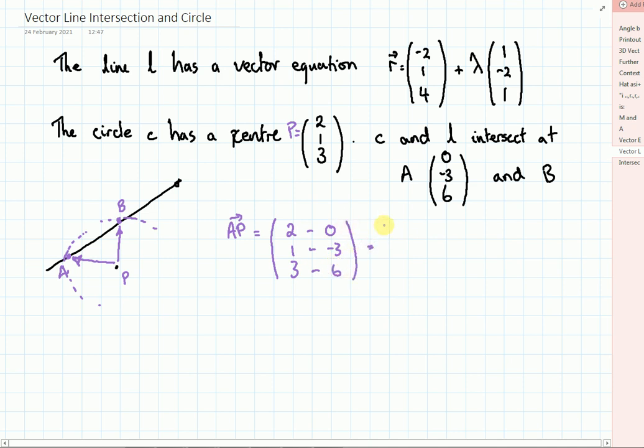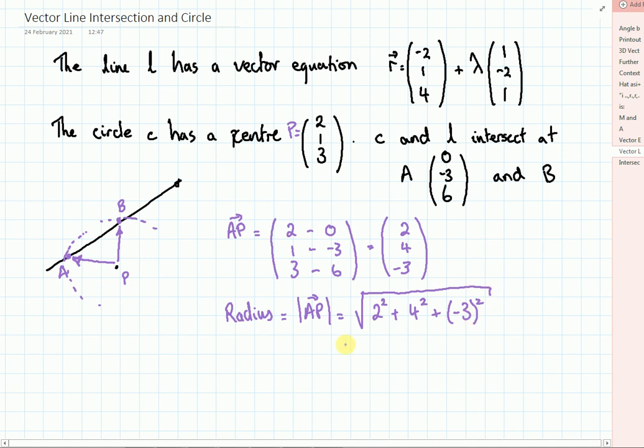The vector AP is going to be 2, 4 and negative 3. And we want to find out what the radius of this circle is, because it's going to be the same distance to the point B over here. So the radius is the same as the magnitude of AP, which we've done a number of times now, the square root of the squares of the components. So that's 4 plus 16 plus 9, which is 29, so the length is square root of 29.